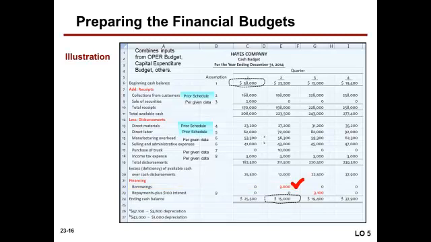To emphasize, this is the key question a cash budget will answer. Is there a need in any particular time period to borrow money? Second quarter, yes.